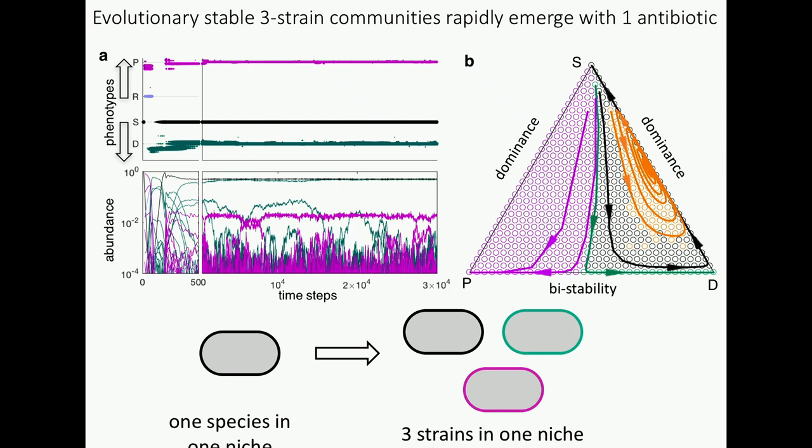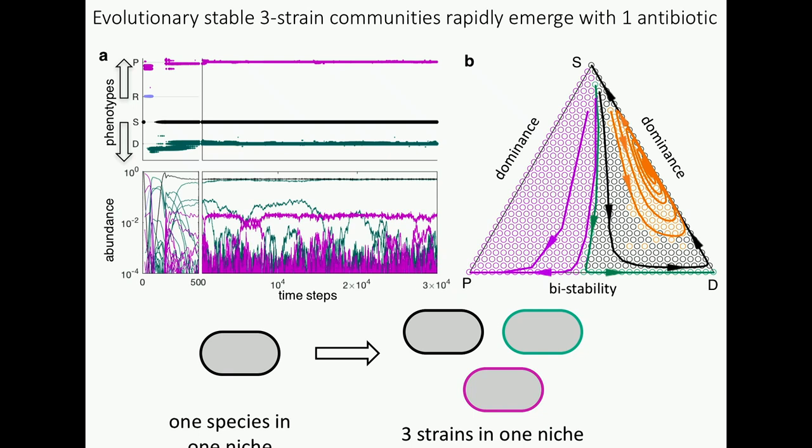And we also color-coded them. All the producers are magenta, all the degraders are green, the sensitive limit is black. We have resistance in blue. And we run for, let's say, 30,000 ecological cycles. I zoomed into the first 500 cycles because things happen fast. And what I wanted to show is that very quickly, in a matter of, let's say, a few hundred ecological cycles, you get these three species communities forming.